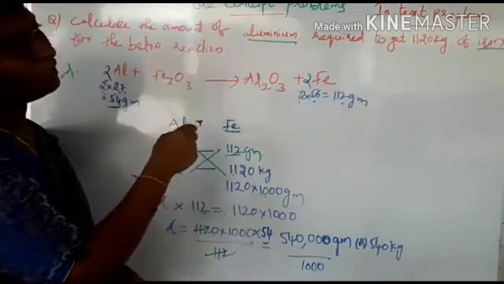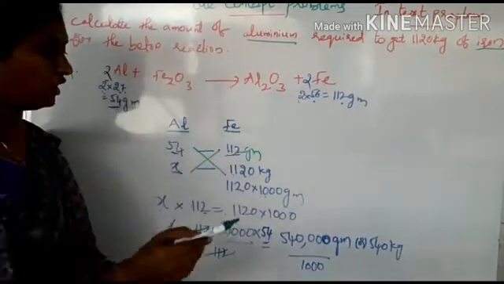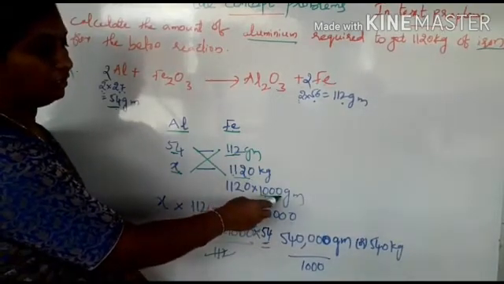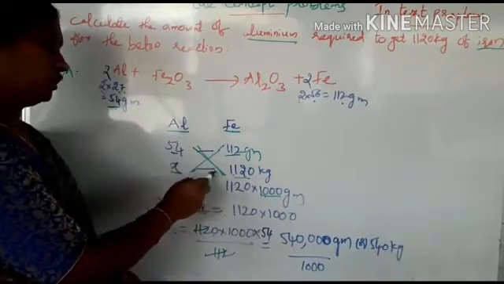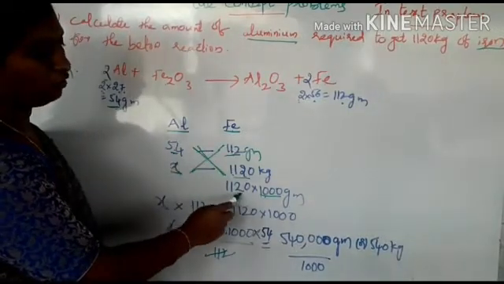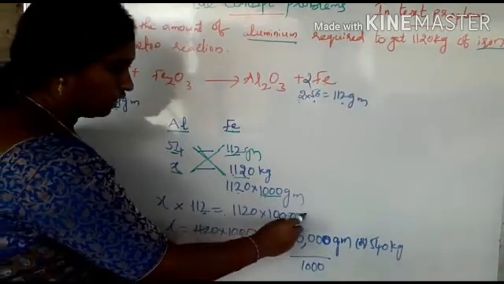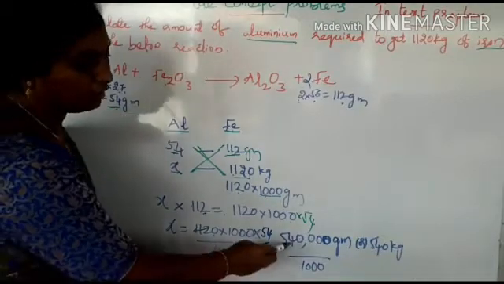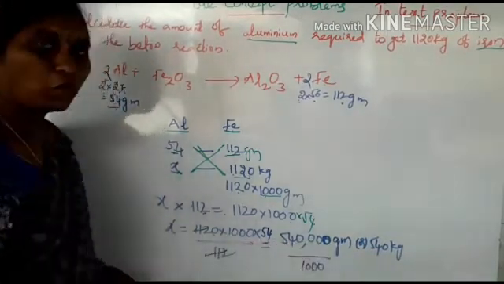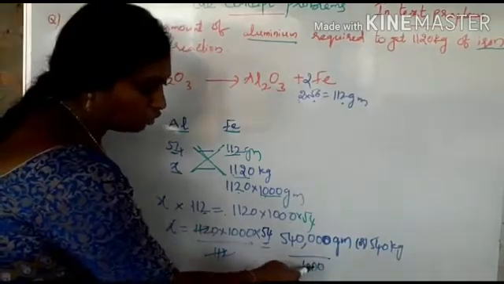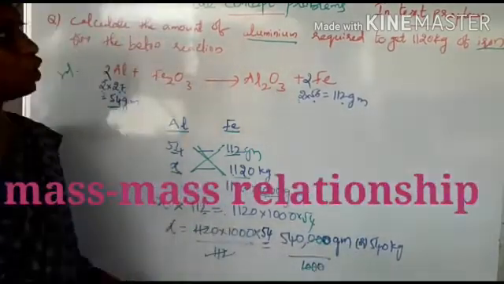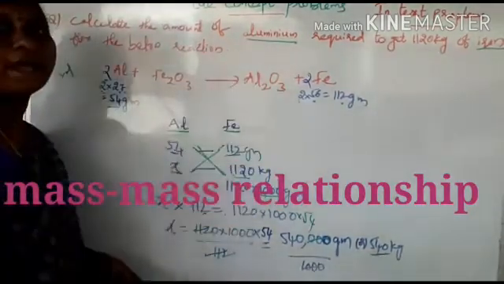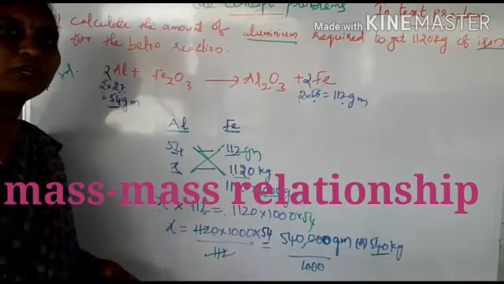From the question, how much aluminum is required to get 1120 kgs of iron? So iron is 1120 kgs. First you have to convert into grams, so multiply it with 1000. Now do cross multiplication. x into 112 is equal to 54 into 1120 into 1000. After the calculation you will get 540,000 grams, but in order to get it in kgs, again divide by 1000, so you will get 540 kgs. So how much aluminum is required? Yes, 540 kgs of aluminum is required to get 1120 kgs of iron.